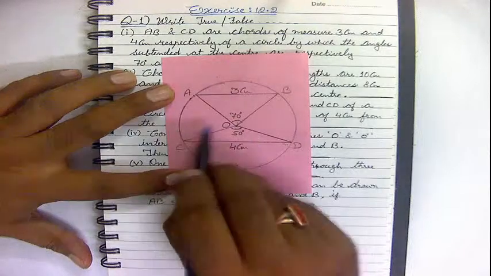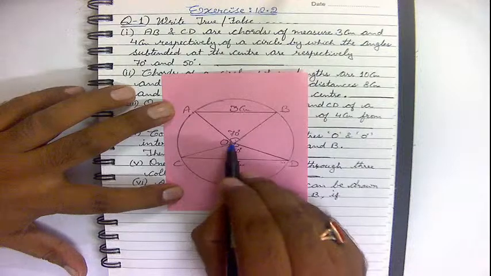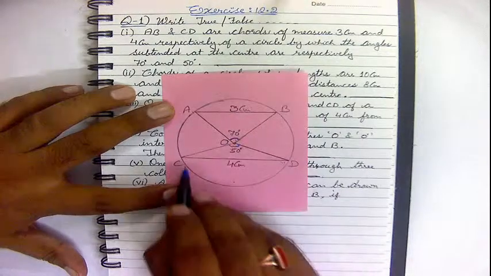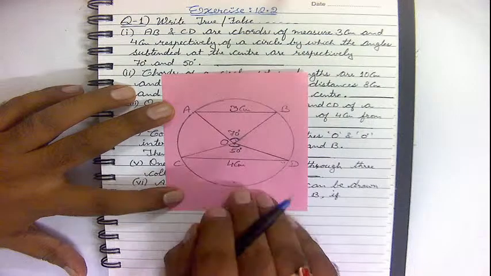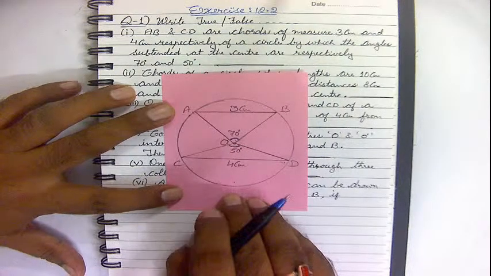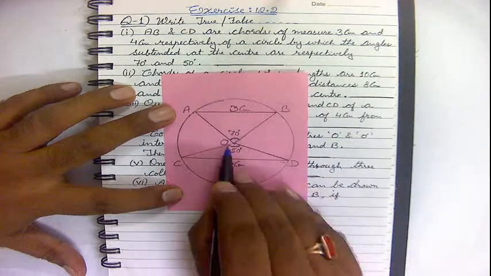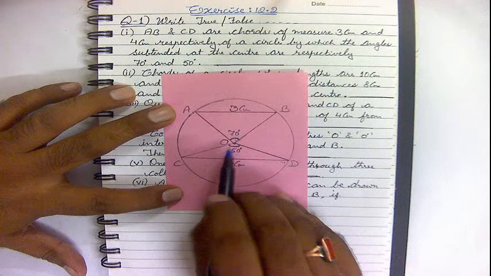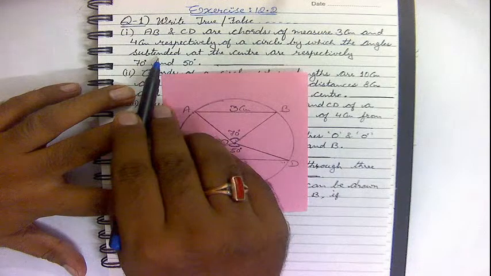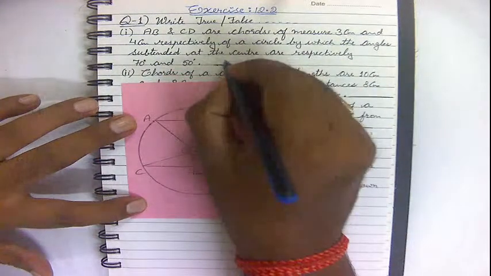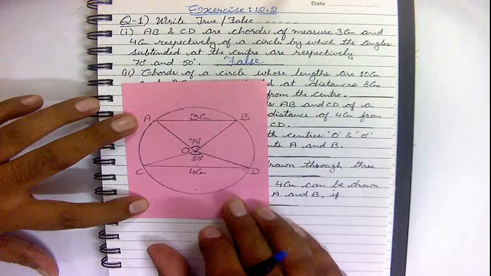So here you see that the smaller chord AB, according to the statement, subtends an angle of 70 degree, and the longer chord CD subtends an angle of 50 degree. So seeing the figure, can you say it is true? It is not true, because the longer the chord, the greater the angle; the smaller the chord, the smaller the angle. But here it is given opposite, so we say that this statement is false. The first statement is false.